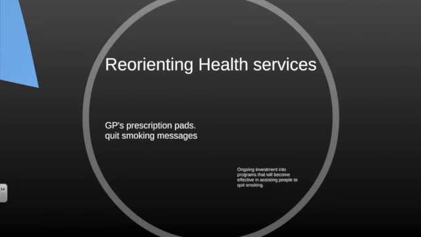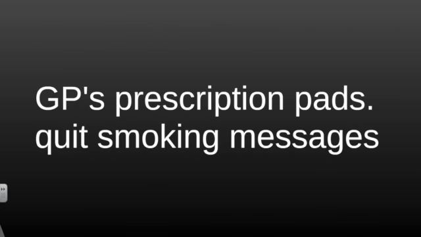The fourth action area is reorienting health services, and I think this is by far the most difficult to talk about. Now, one of the ways this has been done with the National Tobacco Strategy is the government has funded a program where GPs are encouraged to talk to their patients about quitting smoking.